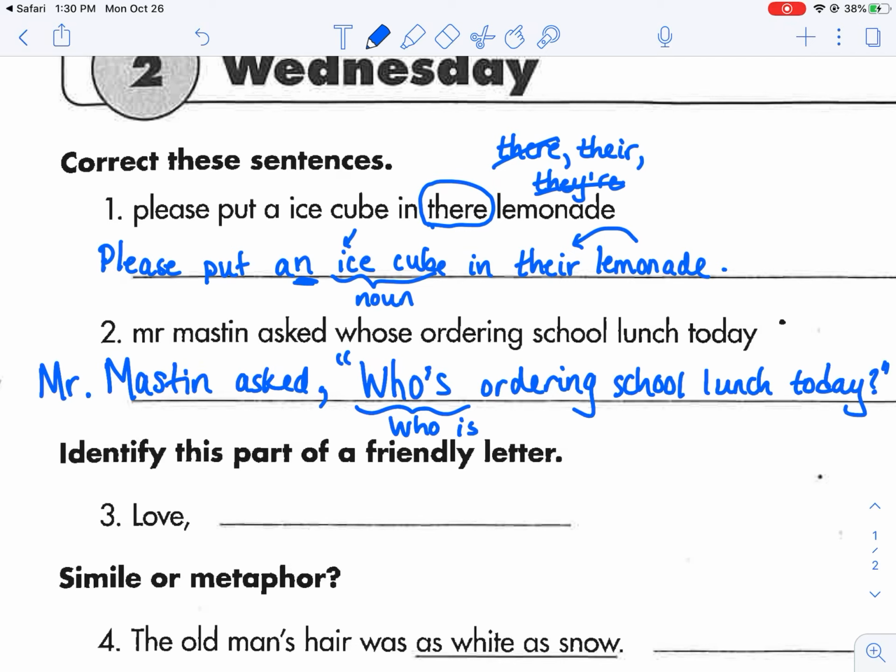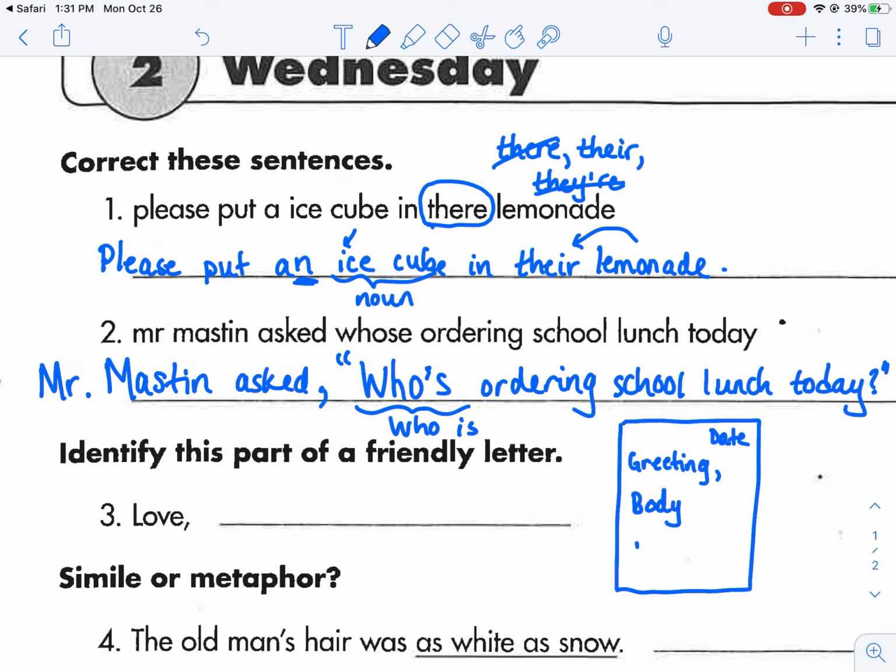The next question is asking us to identify this part of a friendly letter. Well, we've never really talked about friendly letters before, but friendly letters, let's say we're writing a letter. You start with the date right here. And then over here you use a greeting, like Dear Emily. That's your greeting, and then you write your letter. That's called the body of the letter. And then at the end you have what's called a closing, and then your name.